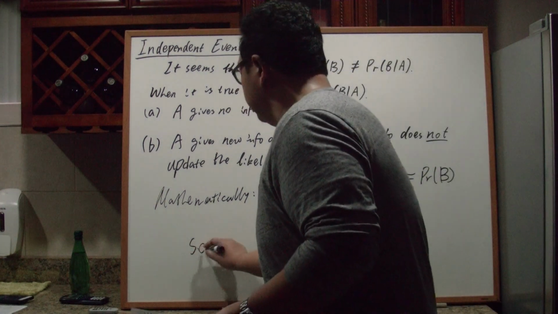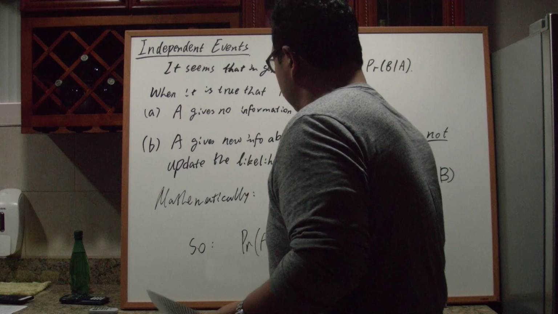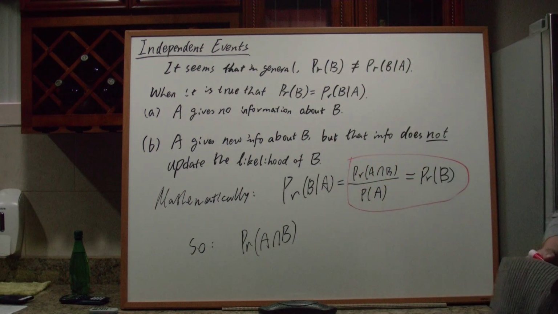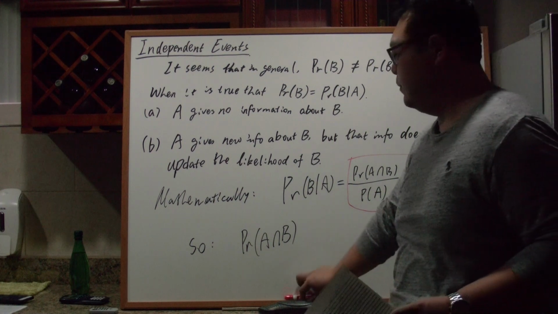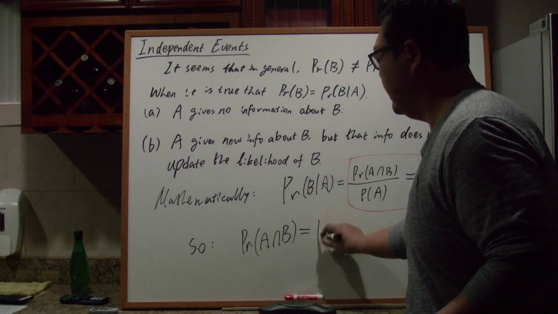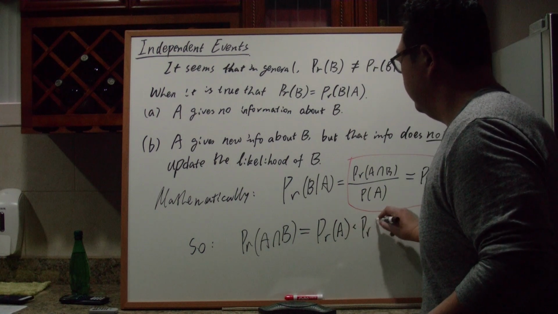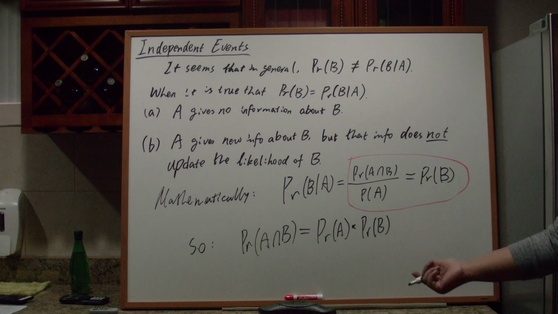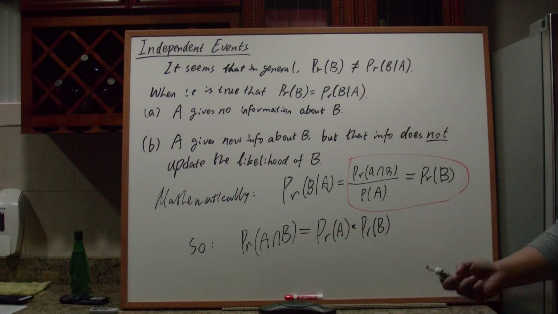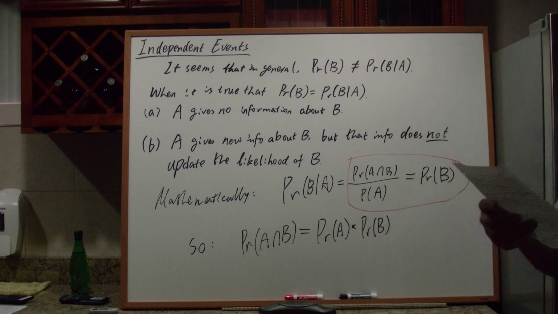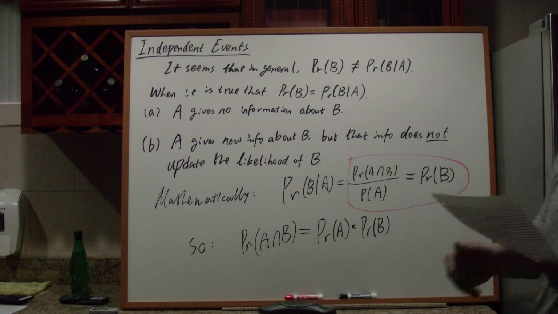Therefore, we can figure out a way to determine if the events A and B are independent, by determining whether the intersection of A and B has a likelihood equal to the probability of A times the probability of B. Right, so if this equation holds, then the events are independent.